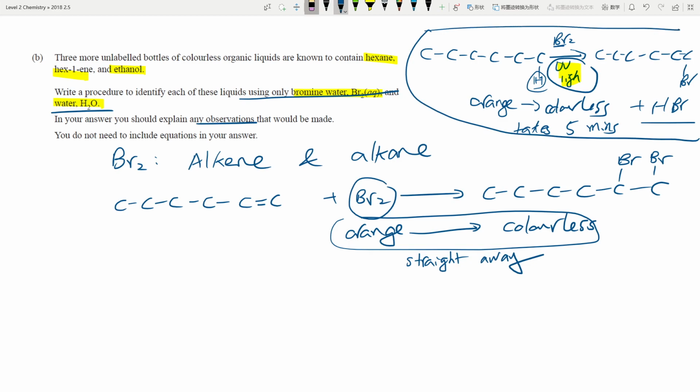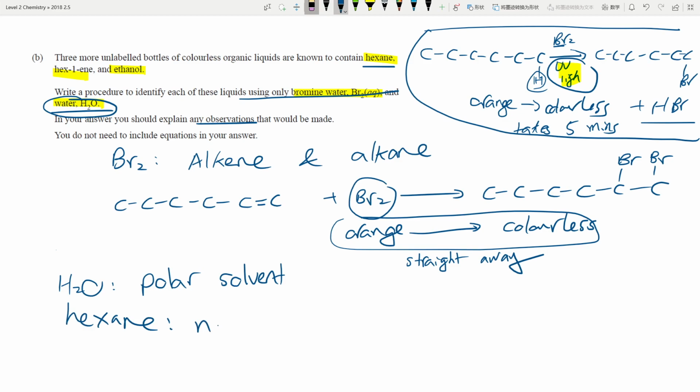So this is where we have to use water. Now water is a polar solvent, and like dissolves like. So if you have a polar liquid, it will dissolve in water. Hexane is non-polar. How is that non-polar? Because all hydrocarbons are non-polar. Hydrocarbons are just things with carbons and hydrogens. So the easiest way to remember, all your alkanes, alkenes, alkynes are non-polar.